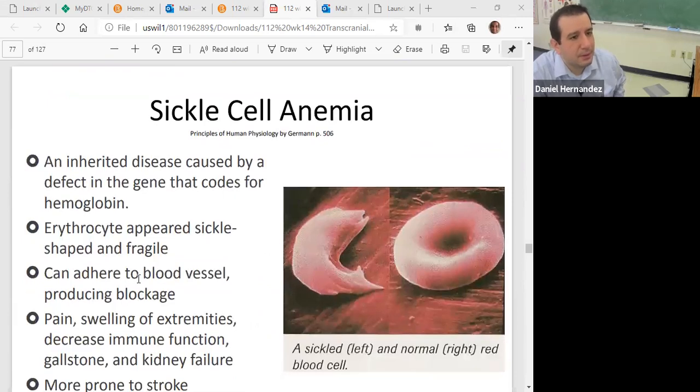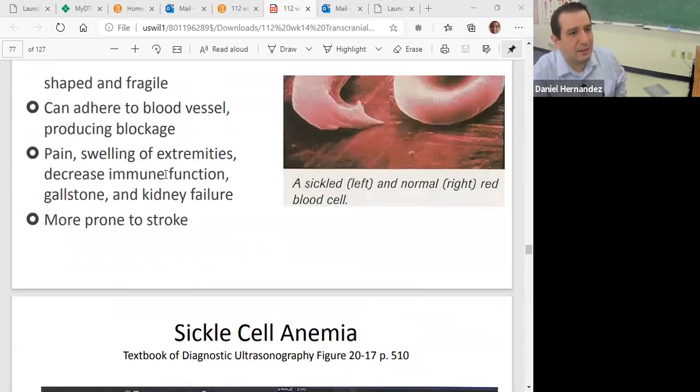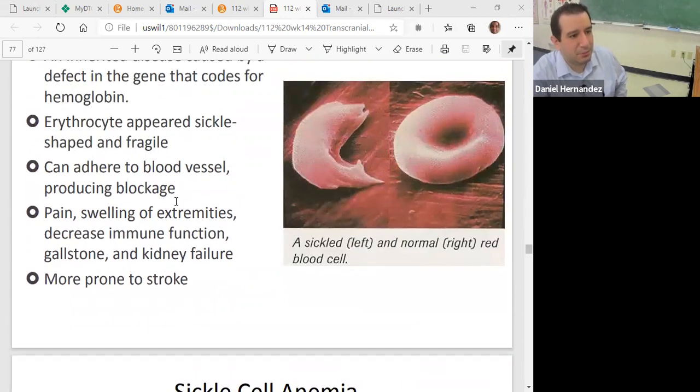Sickle cell. So sickle cell anemia, we know this is an inherited disease caused by a defect in the gene that codes hemoglobin. The erythrocyte appears sickle shaped and are fragile. The reason this is important for us in vascular is they can adhere to the blood vessel, producing a blockage.